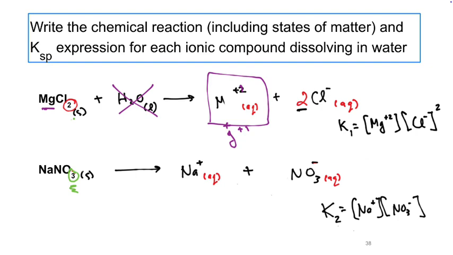Solubility. If you'd memorized your solubility rules, group 1 metals are always soluble, which means NaNO3 instantly turns into the ions, which means the concentration of your sodium and nitrate is through the roof. You're looking at a KSP that's larger than 1. Okay? You're making the assumption that magnesium chloride is not soluble. Is that a valid assumption?